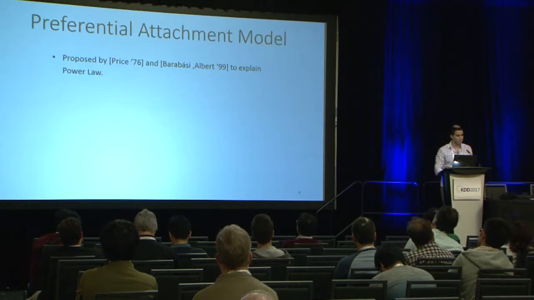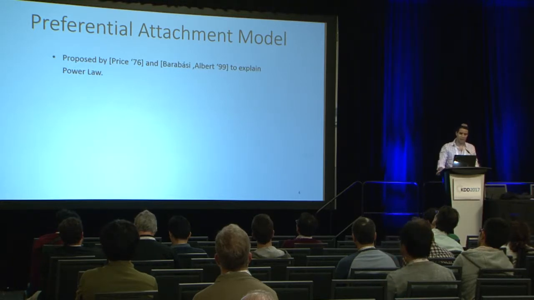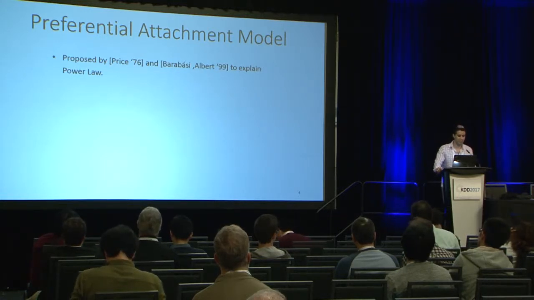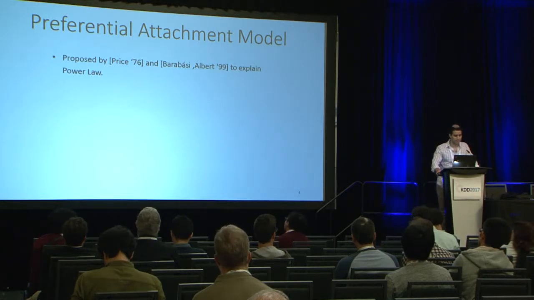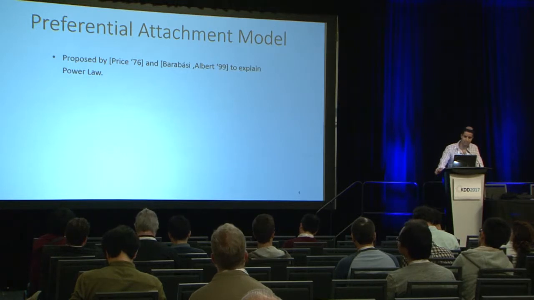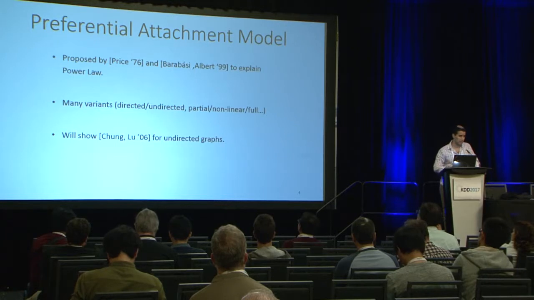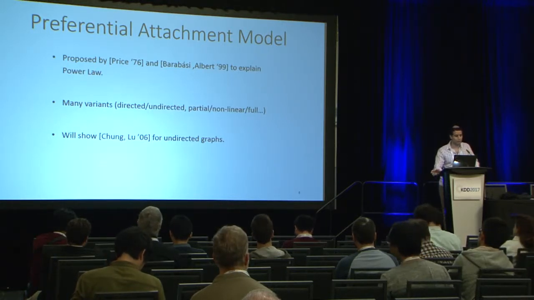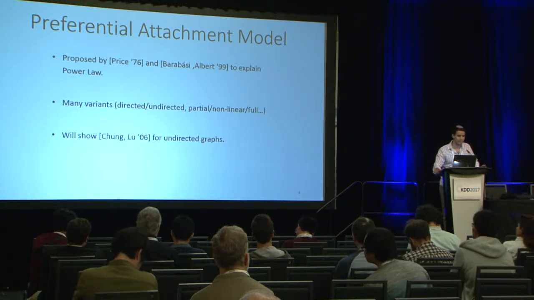Okay, so this was all kind of introduction, and now I want to talk about the preferential attachment model, which is a model that was built in order to explain power laws in networks, basically. And I can just say a few words that it was originally proposed by Price and Barabási to explain power laws. And I'll show the model in detail later. But it has many variants. You can think of this model for directed networks, for undirected networks, all sorts of other things that we're not going to go into.